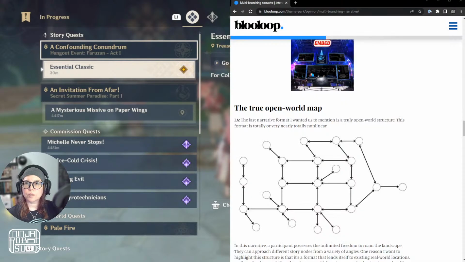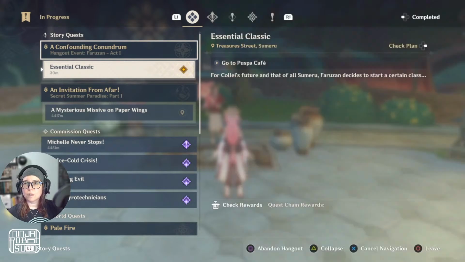Let me quickly show you. This is the article on branching narrative. I shared it with you in the chat. Sorry that I didn't notice sooner that it was not updating. I just thought it was being slow.